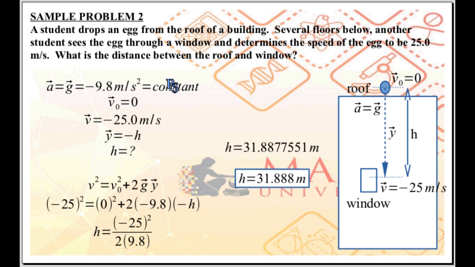So once again, this is uniform acceleration. If we take a look at V squared is equal to V naught squared plus 2GY, and we take a look at the known values, we know V, we know V naught, we know G, the only unknown is Y. So plugging in the values and isolating H, we get the answer for H. H is equal to 31.888 meters.